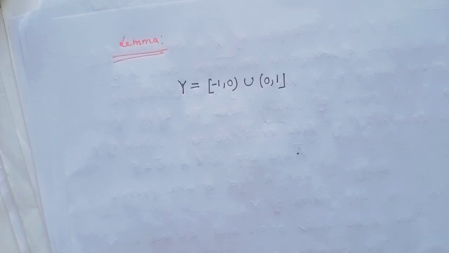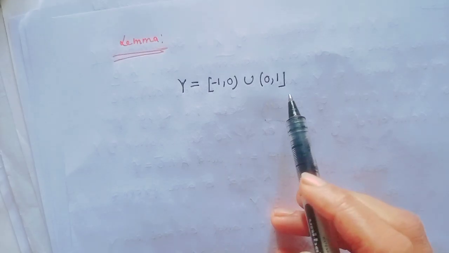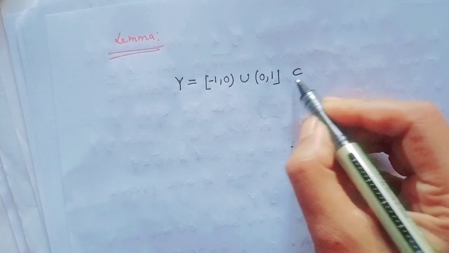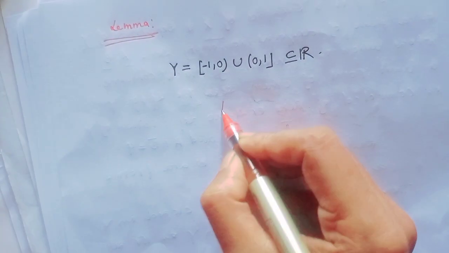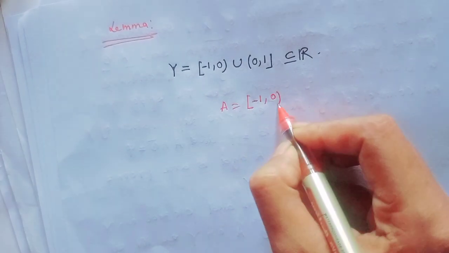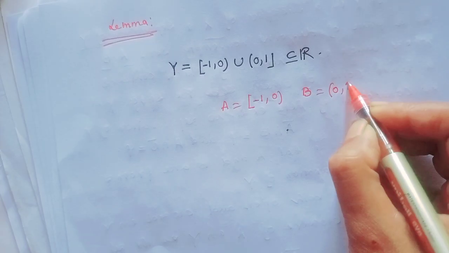Example: Y equals the closed interval [-1, 0) union the open interval (0, 1]. This is obviously a subset of R. Now consider A equal to [-1, 0) and B equal to (0, 1].